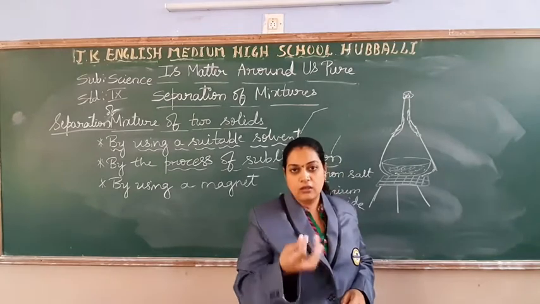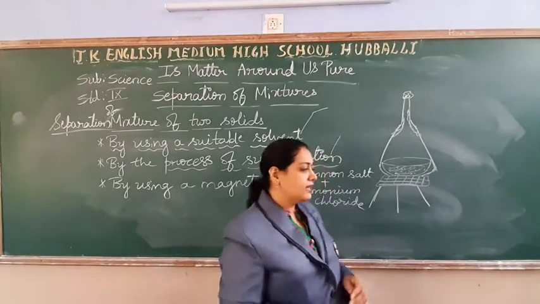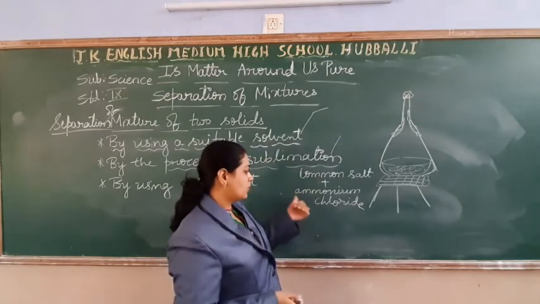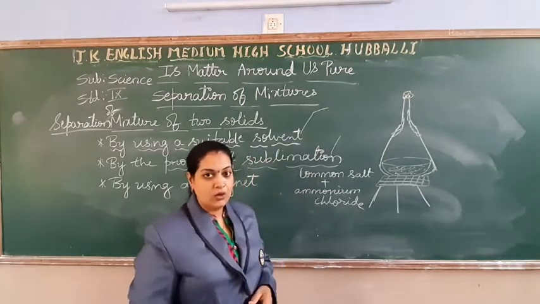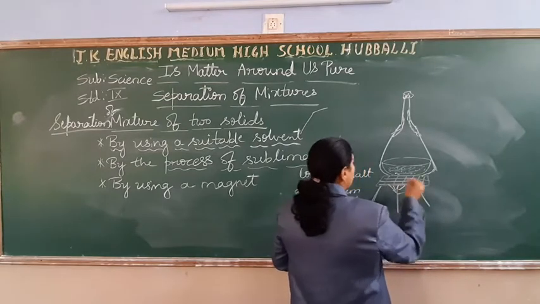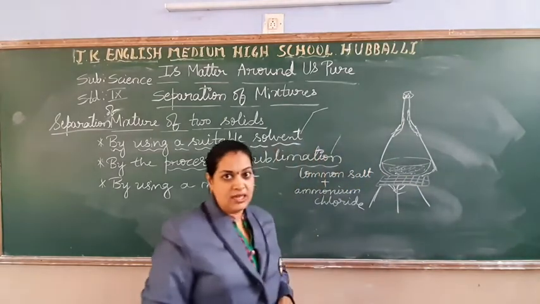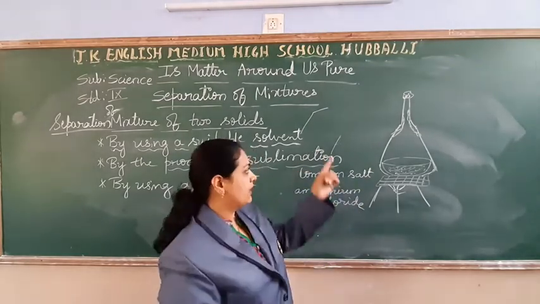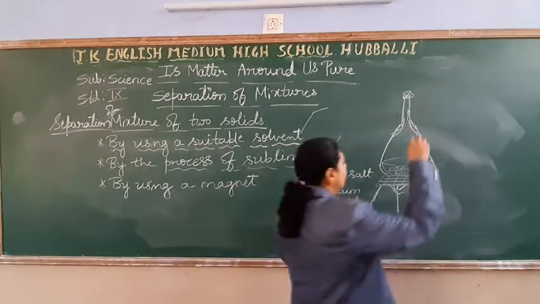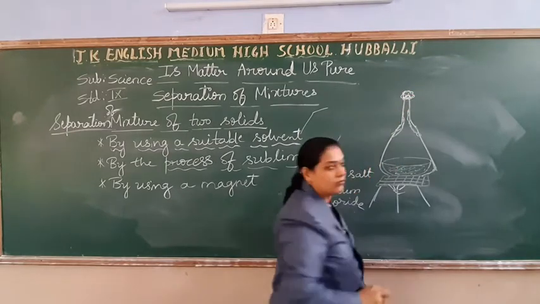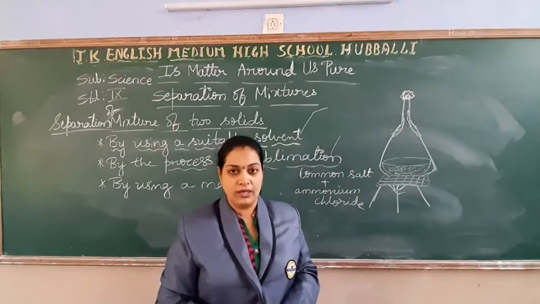Then take one watch glass. In that you have to keep this mixture. What mixture? Common salt and ammonium chloride. Then you have to cover that watch glass with a funnel, inverted, like this. So here one end of the funnel will come out. That you have to close with a cotton.